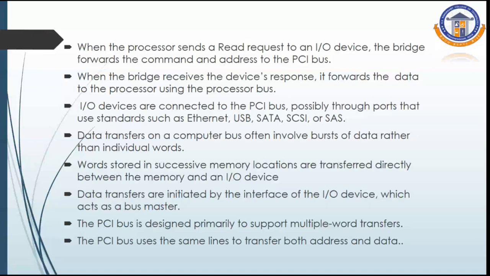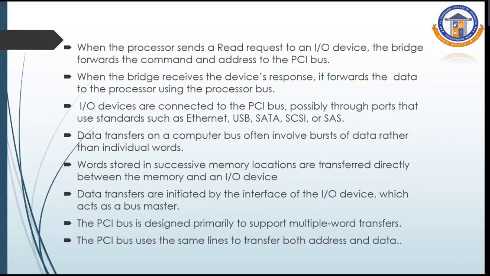As I said, each and every computer will have several ports to connect the IO device. How does it connect? With the help of Ethernet or USB or SCSI or SAS. There are several provisions, and using those provisions, we can connect the IO device with the PCI bus. Usually the data will not be sent one by one. Instead, a burst of data, that is a huge amount of data, will be transferred between the device and the processor. Here also the words stored in successive memory locations are transferred directly between the memory and the IO device.